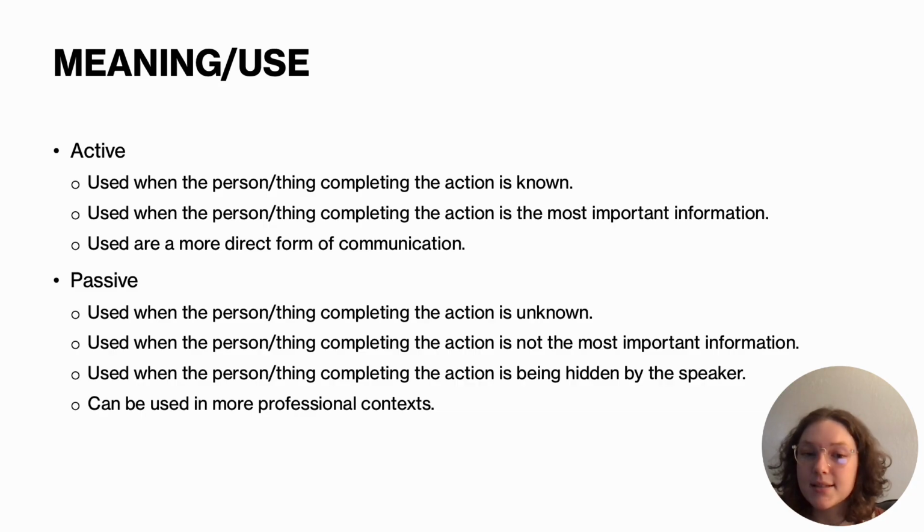And then the passive is used when the person or thing completing the action isn't known, or the agent isn't the most important information, or the action is being hidden by the speaker. So examples of these, when the person or thing completing the action is unknown, you might not know who maybe broke something. So you might say the toaster was broken because you can tell that it was beaten. Like somebody must have done it. There must have been an agent, but you don't know who did it.